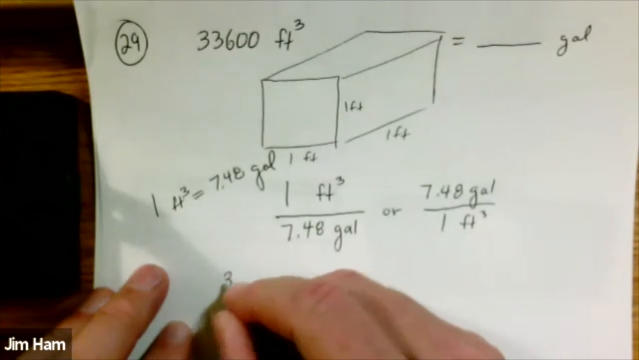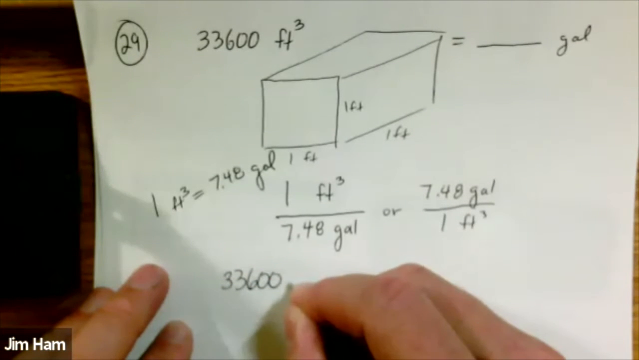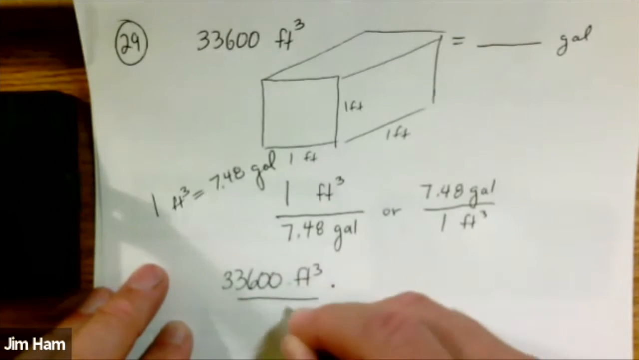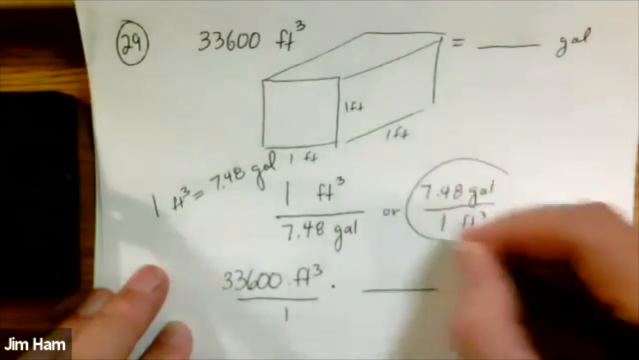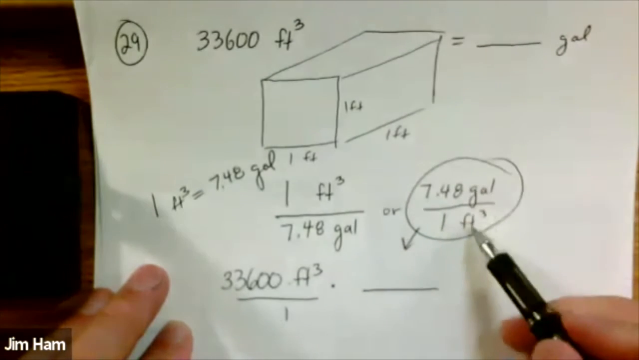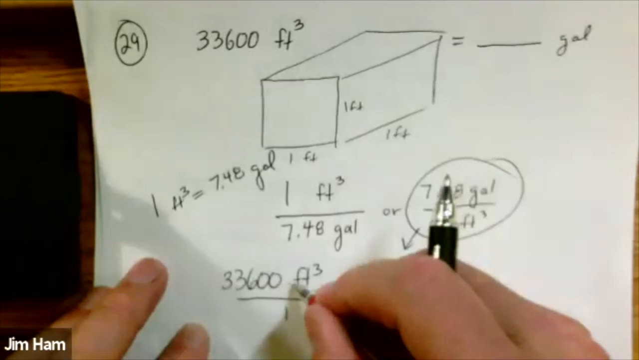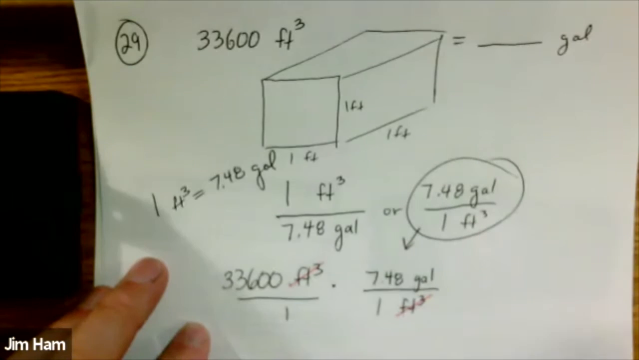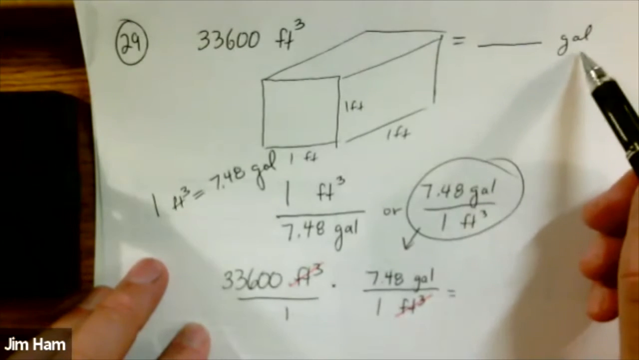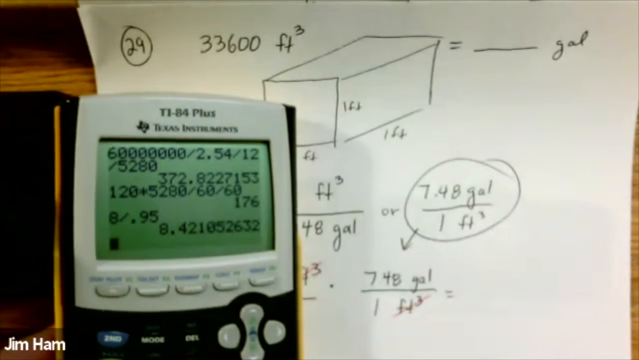All right, so we're going to start with 33,600 cubic feet, and then we're going to multiply that by this one because this version of it has cubic feet in the denominator, and the cubic feet will cancel, leaving the unit that we want, gallons. Figure that out. We multiply on the calculator.